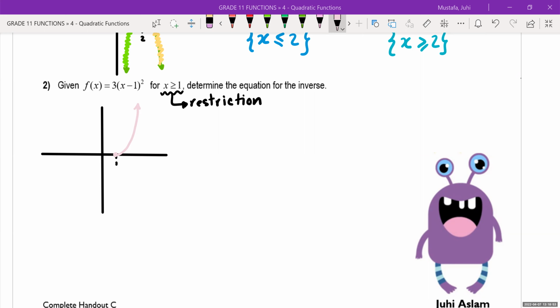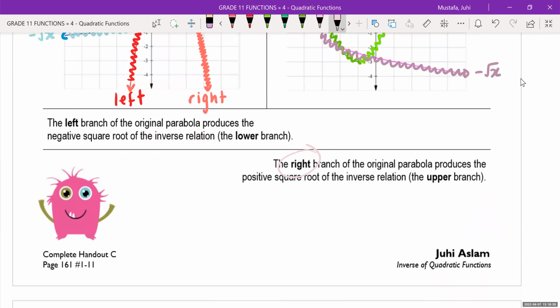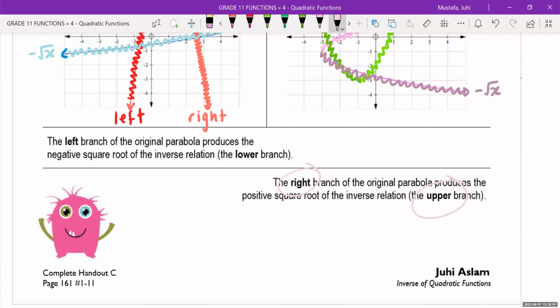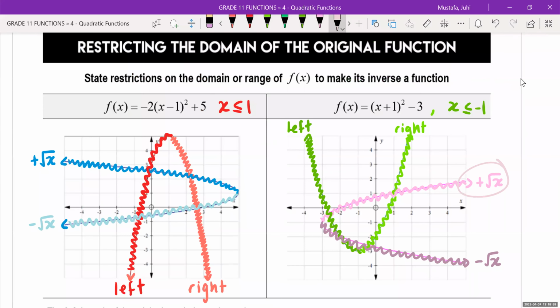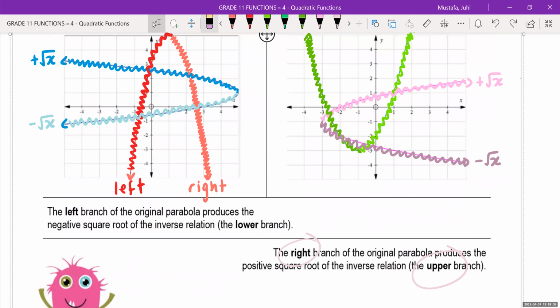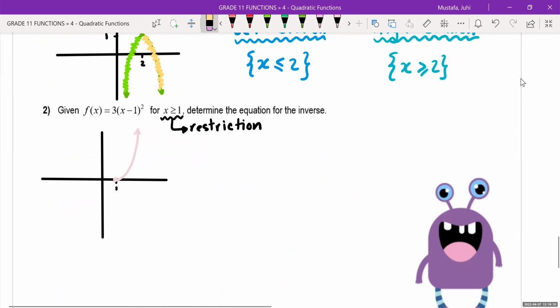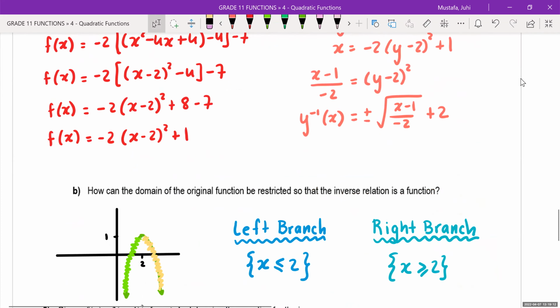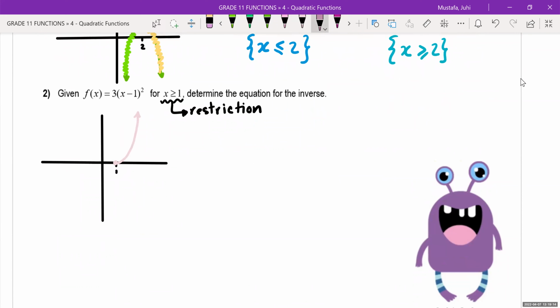So go back to these rules. The right branch of the parabola gives you the upper branch, and the upper branch means you only have to write the positive square root part. So that's such a small little thing that you have to do, but it really makes all the difference. Okay, so to finish off this question, let's figure out the equation of the inverse.